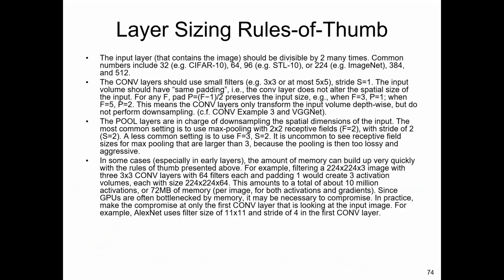So layer sizing: the input layer should be divisible by two many times, so typically 32, 64, 224. By that, I mean 224 by 224 for ImageNet. A conv layer should use small filters, 3x3 at most 5x5, stride 1. Input volume should have same padding as we saw for VGGNet. A conv layer does not alter the spatial size of the input with this particular padding, which is P equals one for a 3x3 filter and P equals two for a 5x5 filter. So the conv layers only transform the input volume depth-wise, that is changing the number of channels, typically increasing the number of channels as you go through the layers, but not performing downsampling. That's the job of the pooling layer.